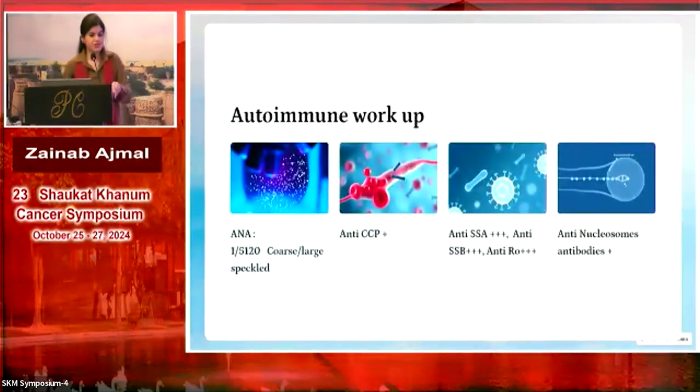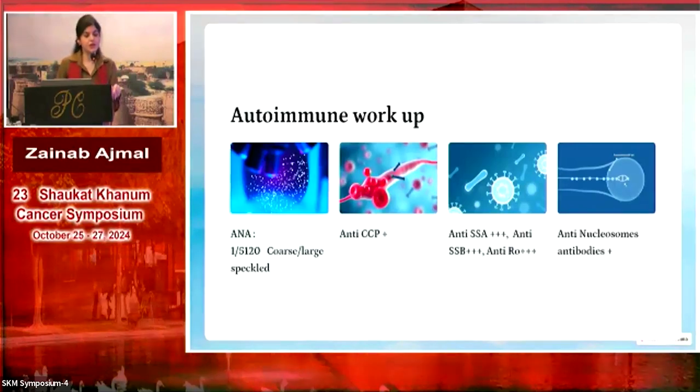As I already mentioned, further workup to find the cause of renal tubular acidosis was done in that patient, including the autoimmune workup, which came out to be strongly positive. The patient's ANA titers were very high. Anti-SSA antibodies, anti-SSB antibodies, anti-nucleosome antibodies, and anti-CCP antibodies were found to be strongly positive. So based upon the clinical features that the patient had and these strongly positive autoantibodies, a presumed diagnosis of Sjogren's disease was made in that patient.